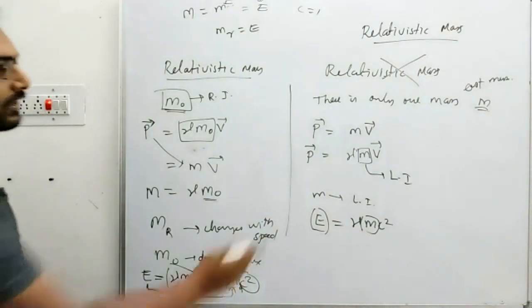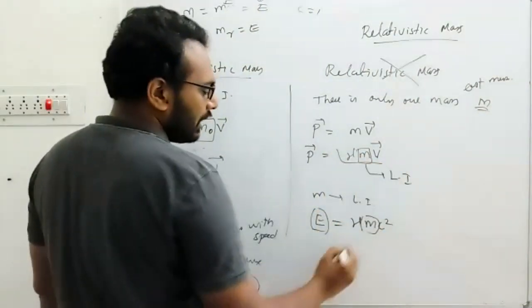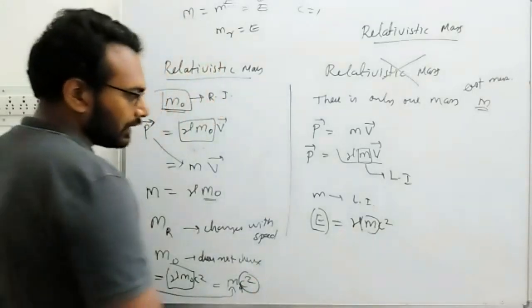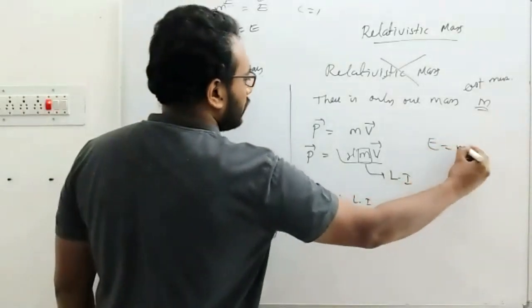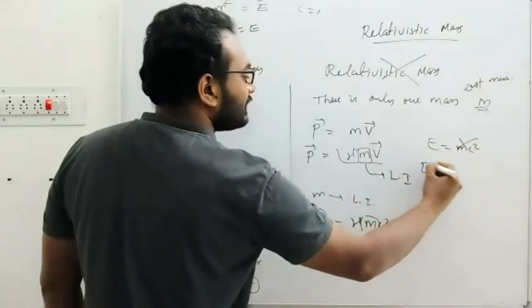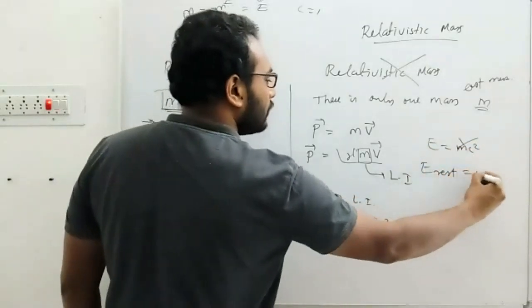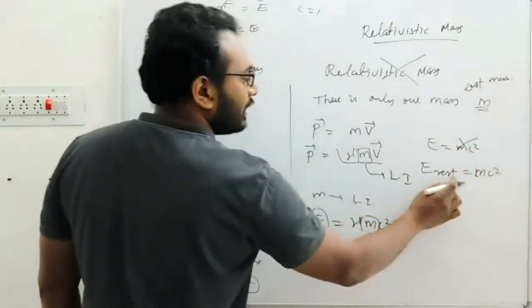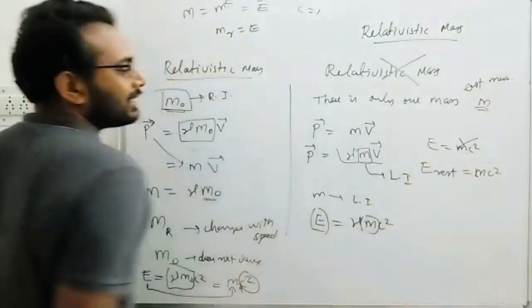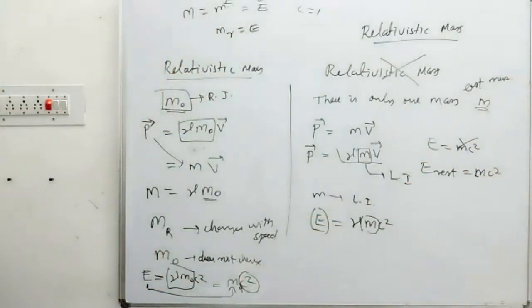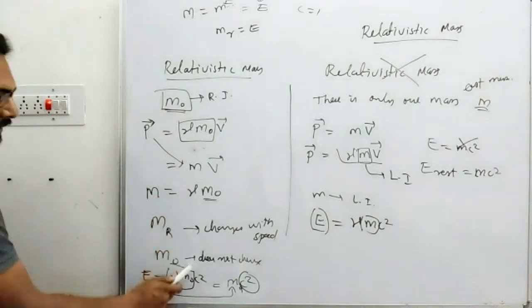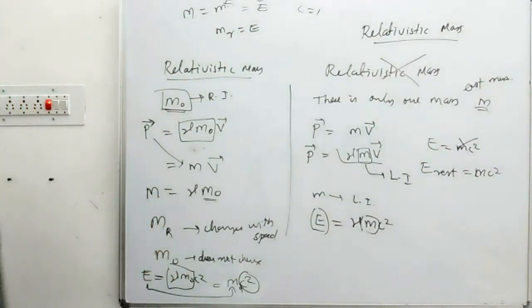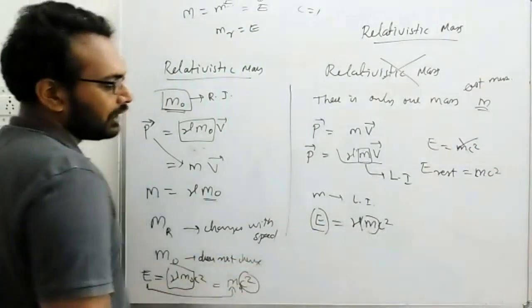So in this notation, we'll always write p is equal to gamma mv and E equal to gamma mc square. So we won't use E equal to mc square. No, this is not true. We can say the rest energy is equal to mc square. When the particle is at rest, its gamma factor is 1, so E rest is equal to mc square, but E equal to mc square we don't use. Here they use E equal to mc square, but it's always good to use E is equal to gamma mc square.